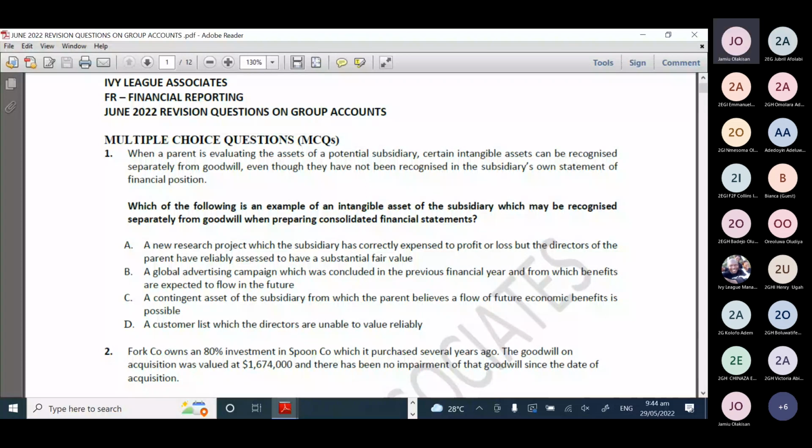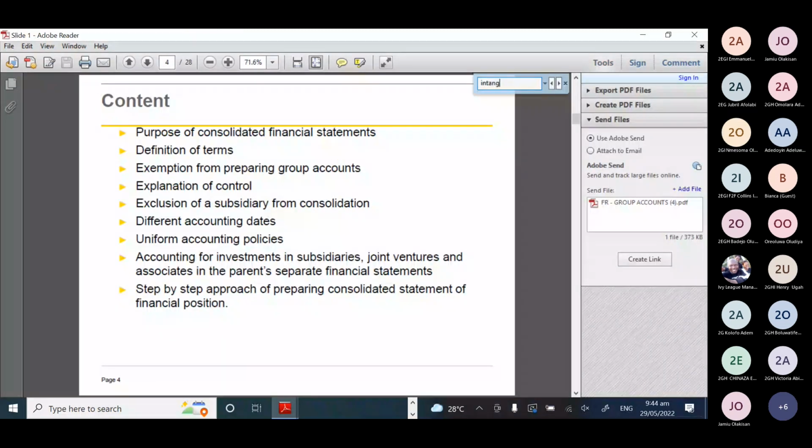Let's start from elimination theory or principle, and let me start from behind. Let me start from D. Nobody is speaking D, right? Is there anybody who is speaking D? Nope. Customer list, no. Are you not saying it because the customer list is not...? No, because it can't be valued reliably.